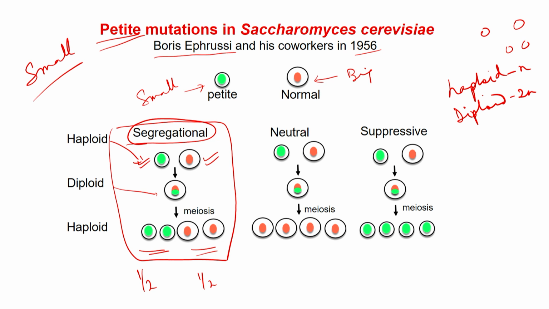Another kind of mutation is a neutral mutation over here. So, this neutral mutation over here, I will just tell you why this is happening. In neutral mutation, what you see is the haploid cells are Petite and another is normal. Meiosis, this is 2N, this is a zygote, and when it undergoes meiosis, all these spores are normal. Okay? All these spores are normal.